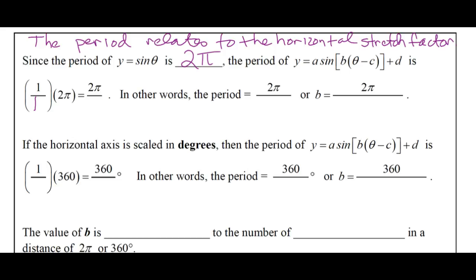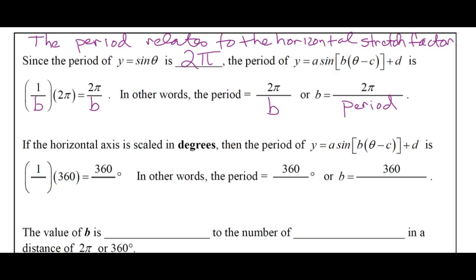Okay, so what's the B do? Stretches by factor of 1 over B. 1 over B times 2 pi is 2 pi over B. In other words, the period is 2 pi over B, or B is 2 pi over the period.